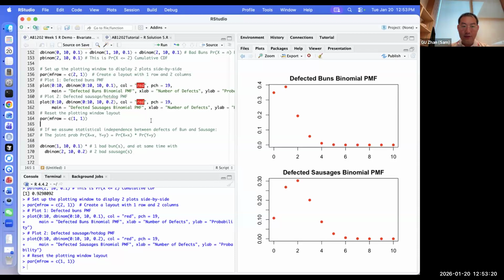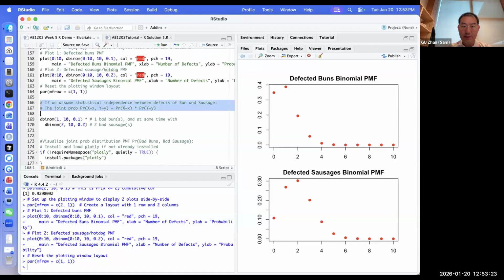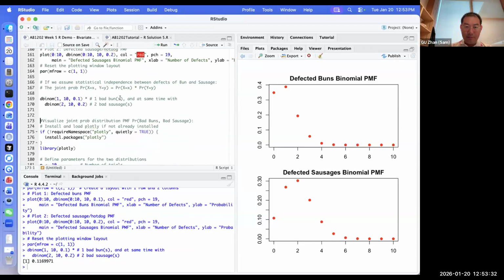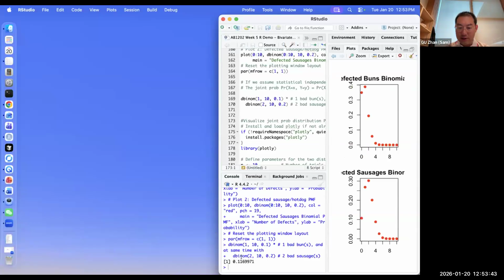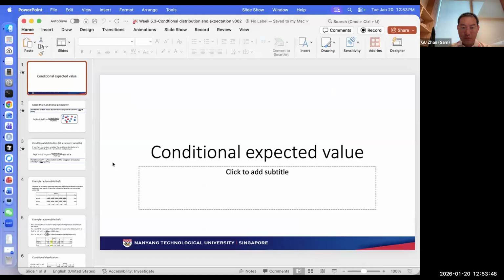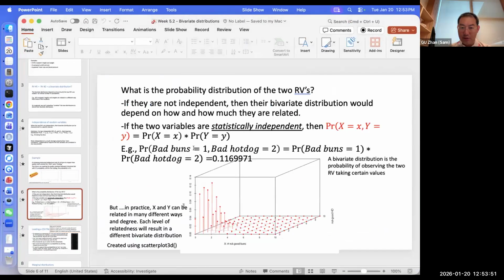Next we assume the statistical dependence between the buns and sausage. Then we can calculate the probability of one bad bun at the same time as two bad sausage. Now it's shown here. This is the probability: 0.116991. So one bad bun, two bad sausage is 0.116991. Okay, so we align with the slide.